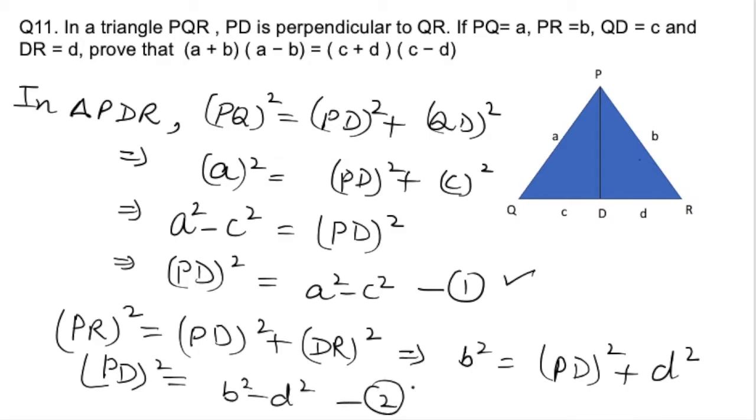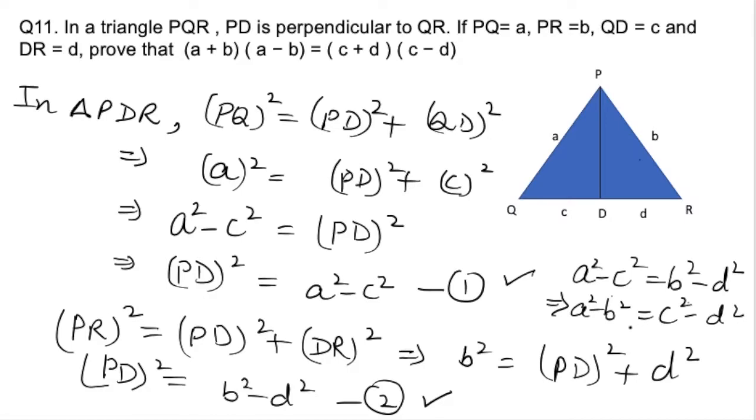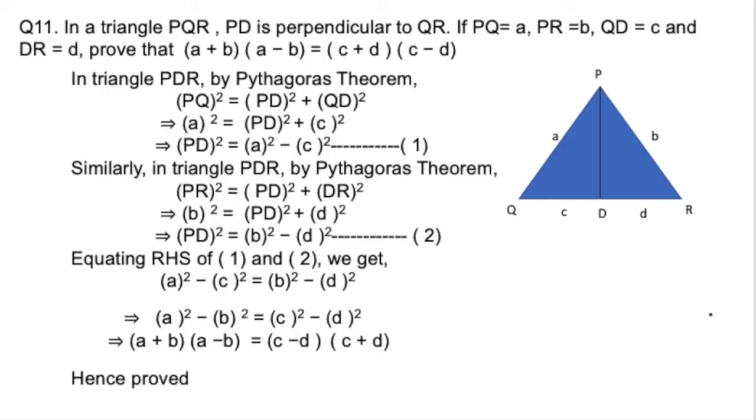So now clearly if we compare equation 1 with equation 2, we'll get A square minus C square is equal to B square minus D square, or we can interchange the values of C and B, which can be written as A square minus B square is equal to C square minus D square. And here we can apply the laws of algebraic identities, for which the solution is given here step by step. I hope all the answers are clear to you.